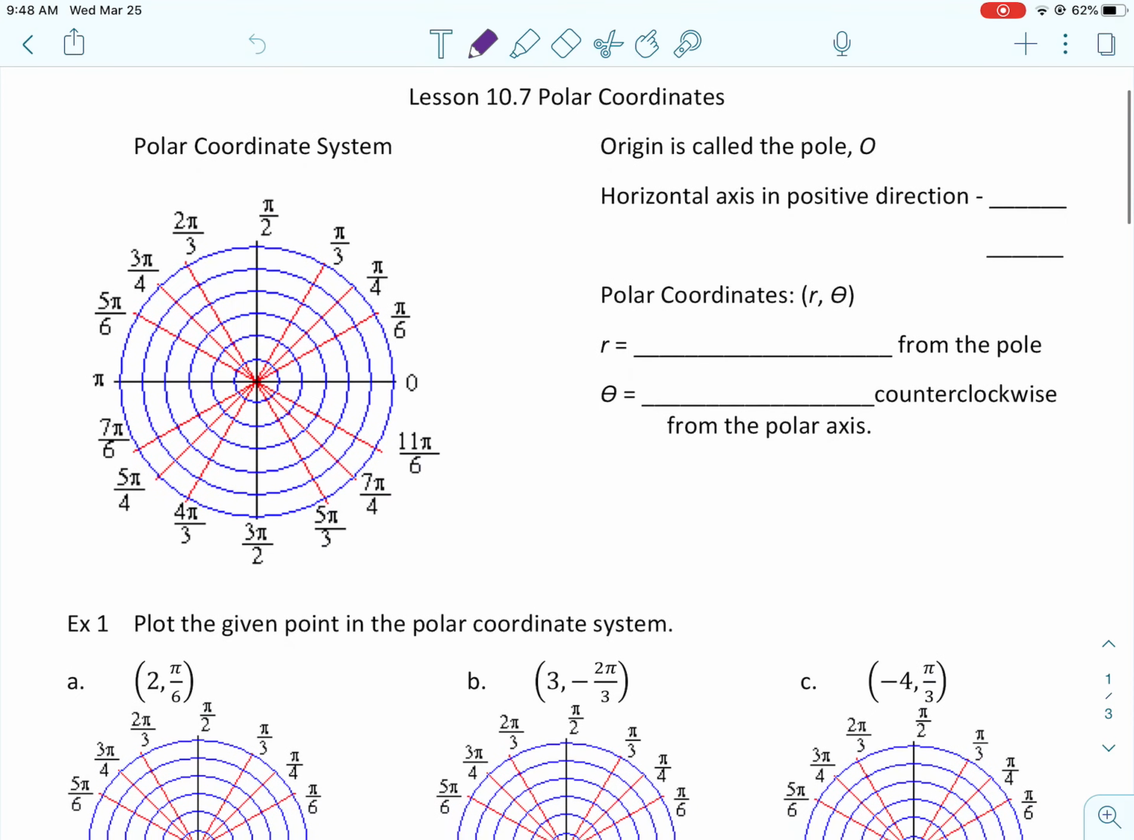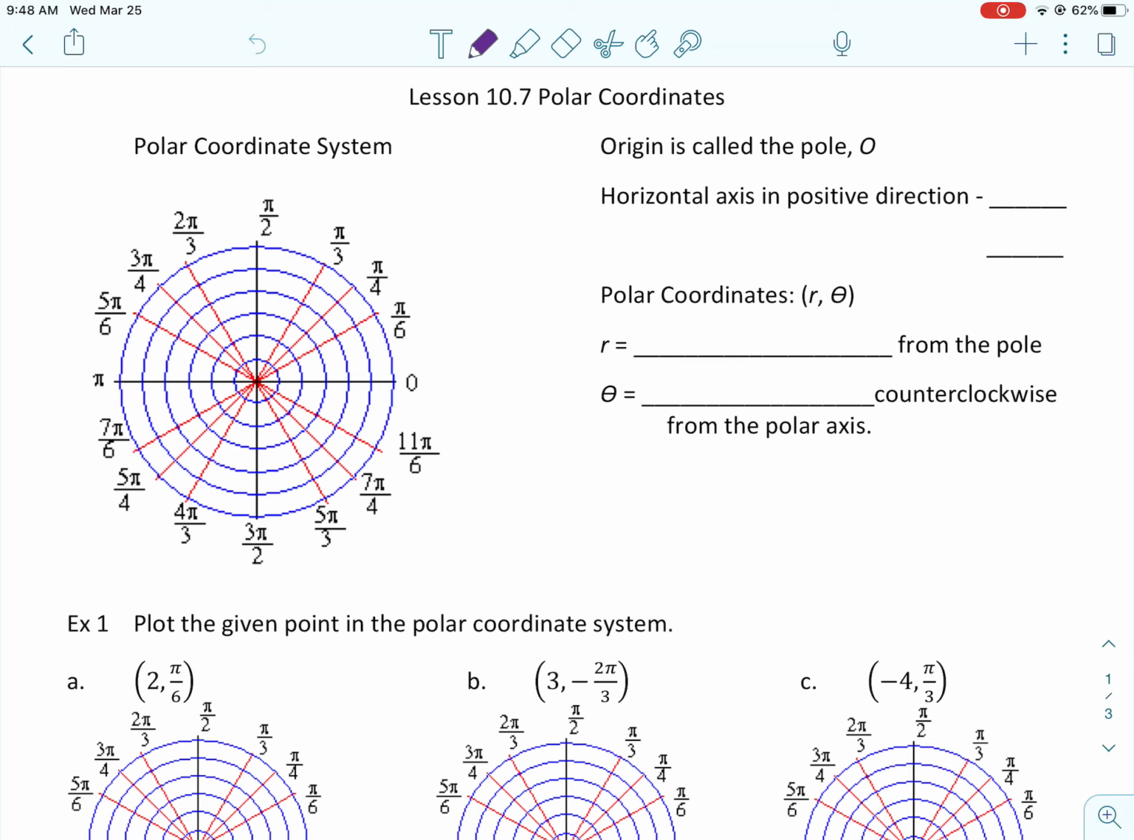So this is our last lesson that we have to learn before the challenge exam, and it is on polar coordinates. This is not something you've ever done before, but it's remarkably similar to things we just learned about vectors and just trigonometry over the year.